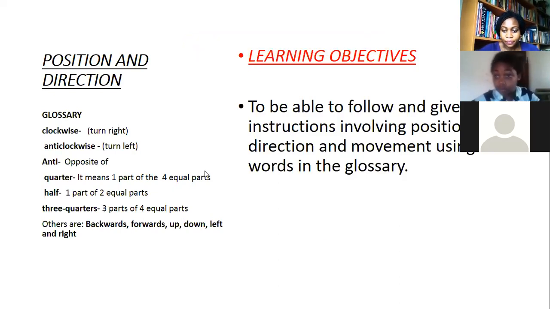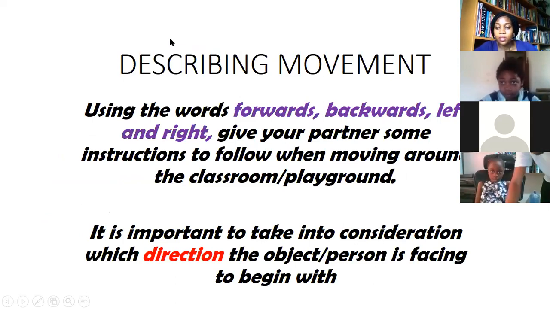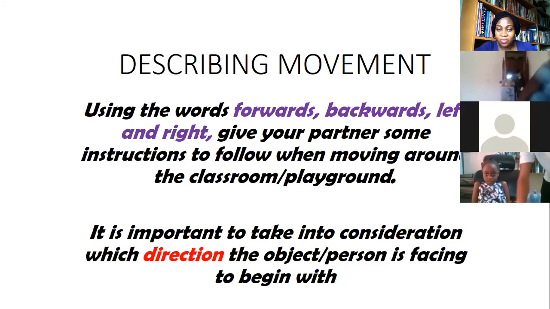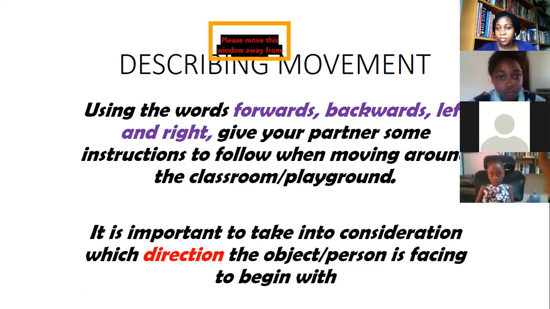Now let's go on. Now, like I said, the first thing we are going to look at is describing movements. Position and directions are divided into 3 parts. The first part is describing movements. The second part is making turns or rotations. Okay, turns is the same as rotation. And then the third one is making patterns with shape.